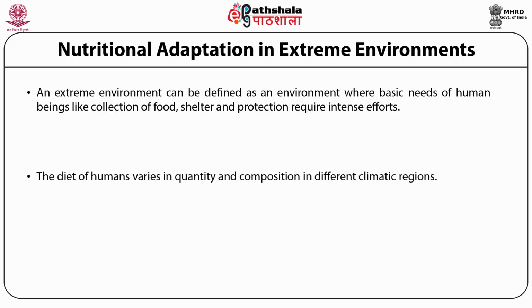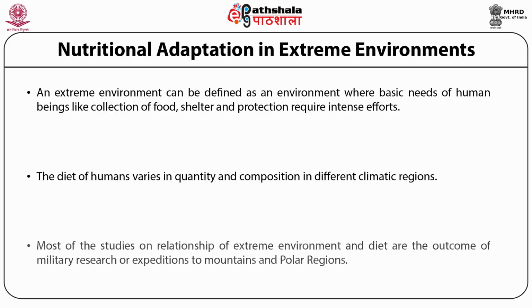The diet of humans varies in quantity and composition in different climatic regions. Although much of this variation may be due to availability of food in that area, it may also reflect selection of certain types of food or adaptation to dietary habits which can help the acclimatization process in that particular environment. Most of the studies on the relationship of extreme environment and diet are the outcome of military research or expeditions to mountain and polar regions. Under these types of conditions, high energy expenditure is not always compensated by adequate energy intake.